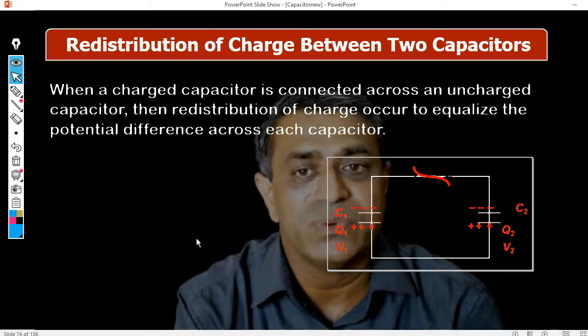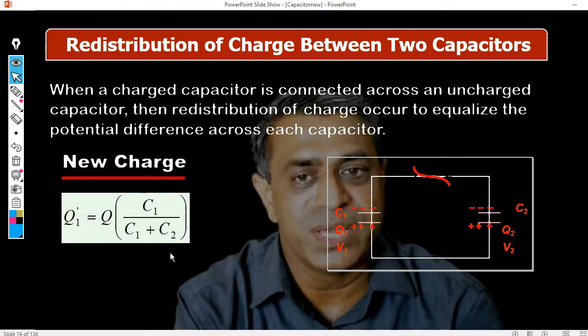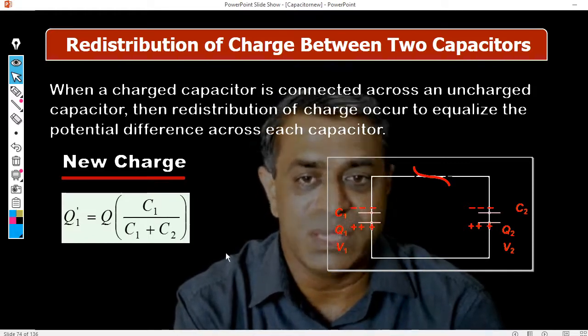So Q1 dash is equal to, directly now you can say, C1 upon C1 plus C2 into Q, and Q2 dash is equal to Q into C2 upon C1 plus C2.